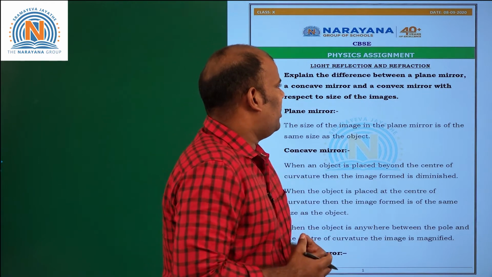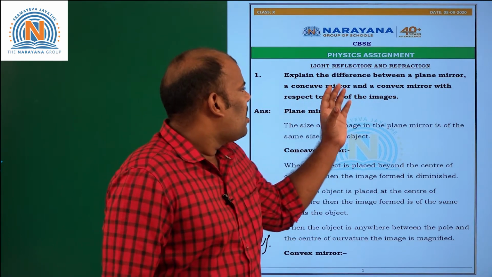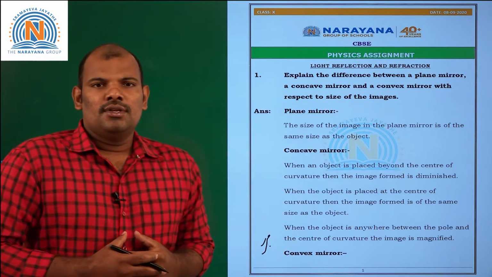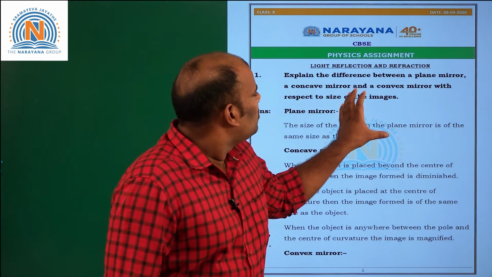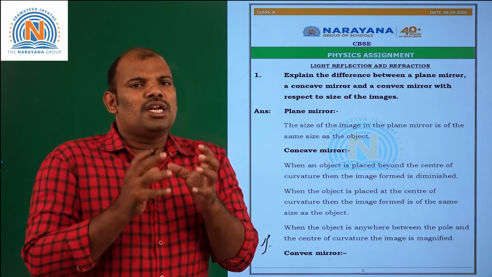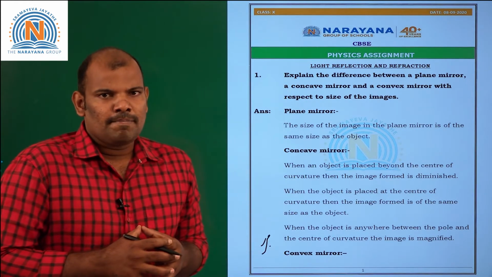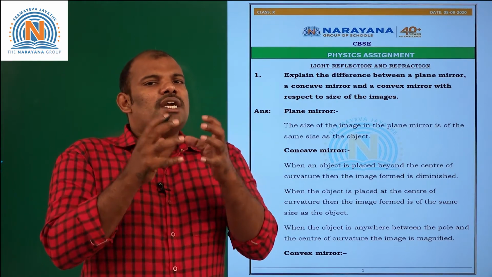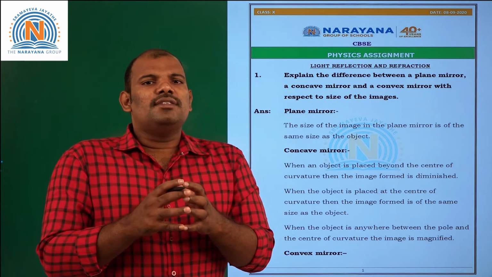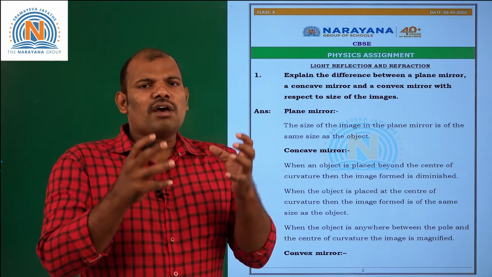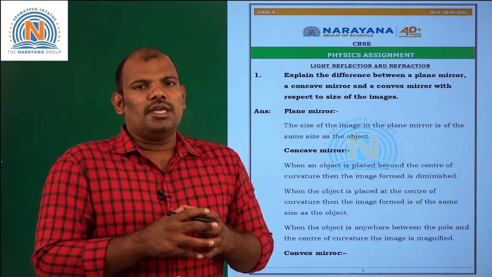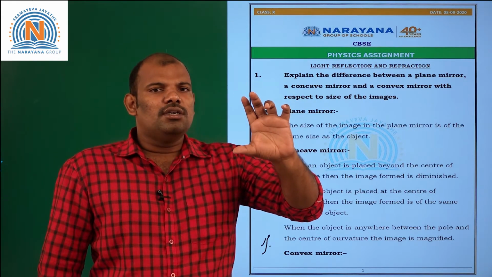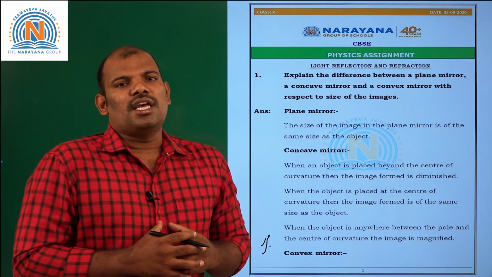Explain the differences between a plane mirror, a concave mirror and a convex mirror with respect to the size of their images. So here he is asking about the difference between these mirrors with respect to the size of their images. In case of a plane mirror, as we know, the object size and the image size are same, and height of the object is equal to height of the image. So if you place an object of 2 centimeter height, you will get the same size.